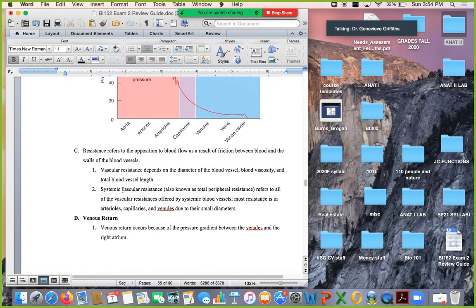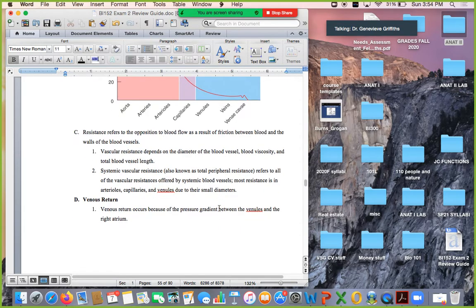And we also can have systemic vascular resistance, which is known as the peripheral resistance. And this is all of the vascular resistances combined by all of your systemic blood vessels. And you'll notice that most of the resistance is found in the arterioles, capillaries, and venules. Why? Because these are the smallest blood vessels.